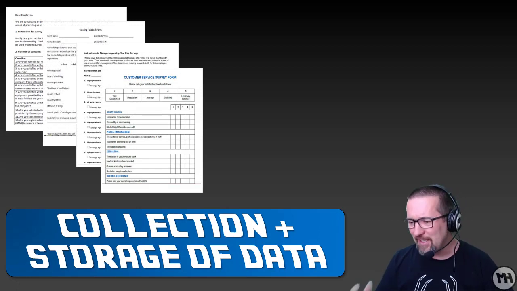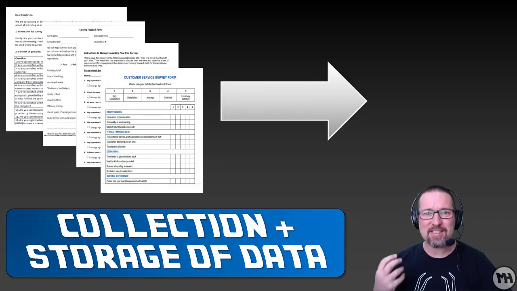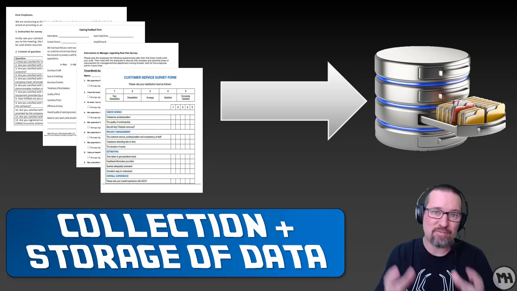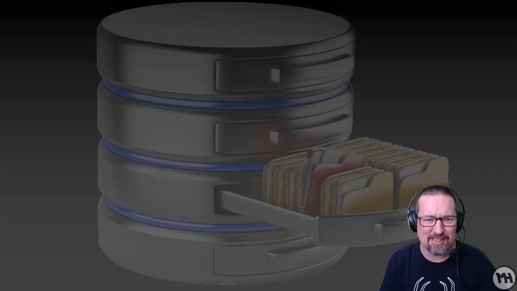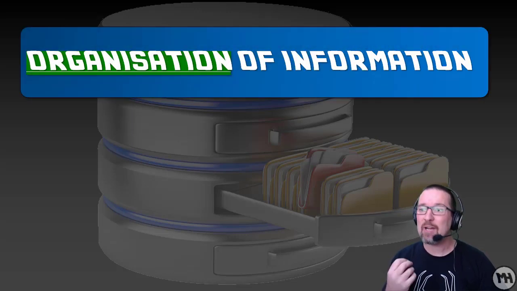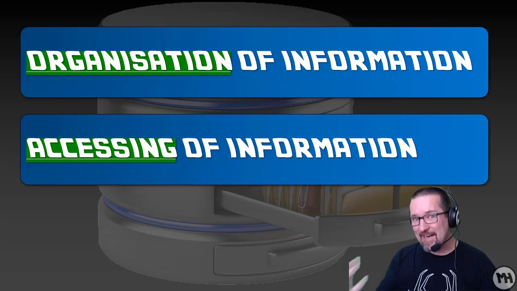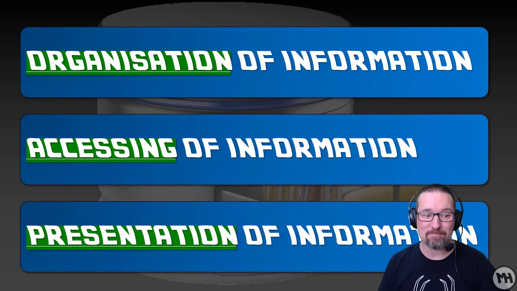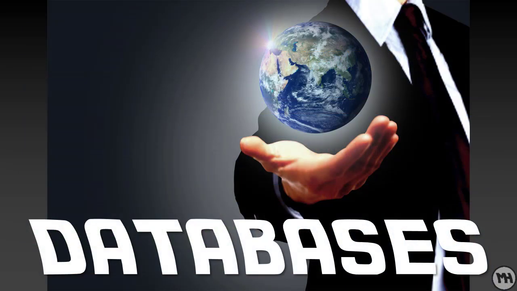With this collection and storage of data, it needs to go somewhere, and that is a database. A database is basically what stores data. It's a base of data. That's pretty much what it is. Okay? So what does a database help us do? It helps us to organize information, it helps us to access information, and it helps us to present that information. And that's what databases are for.